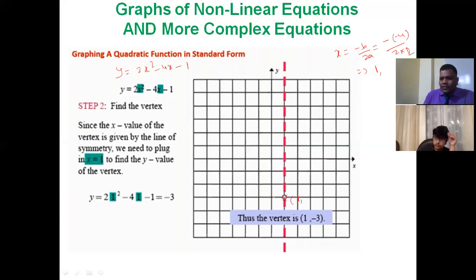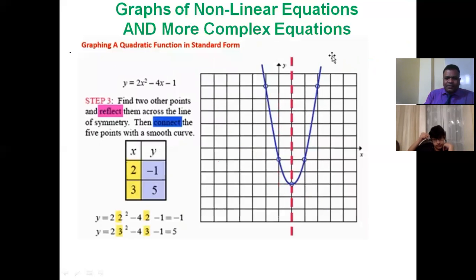What is the y coordinate? Just put f of 1, right? If I put 1 here, how much do we get? 2 into 1 squared minus 4 minus 1, so minus 3, right? So the vertex, I think, is already mentioned here. 1 comma minus 3. So you got the vertex, you got this line, and again he's saying put some points. I will show you in the next page. And if you put the points, you can get the graph.